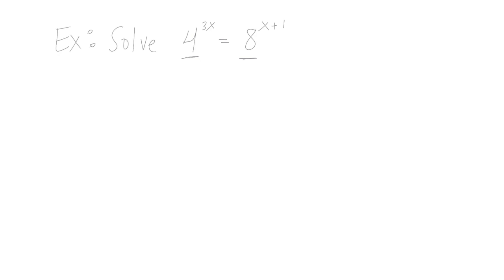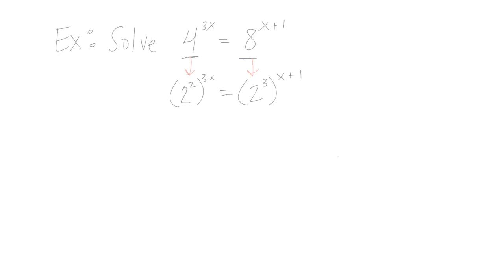Okay, I know that both of these are powers of 2, so I could rewrite 4 as 2 squared, and then I'll still have this 3x, and then I could write 8 as 2 to the third, and I still have the x plus 1. So what I did here was I rewrote the 4 and the 8 to have the same base.